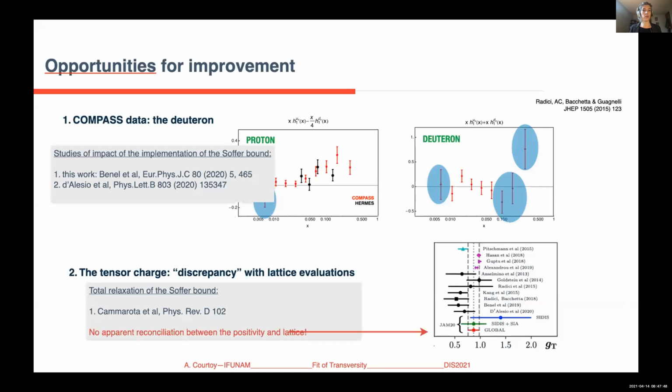And what we have seen is there have been these two papers thinking about the impact of the softer bound, or the way we implement the softer bound. So that's the work I'm talking about here, this one with Benel, which is our work. And there's another one by, I think Carlo is connecting, right? D'Alessio, Procudin and Carlo Flore and collaborators, thinking about this softer bound. And then there was also the talk we just saw by Alexei, that said, okay, if we rely on the softer bound, it seems we can actually find a good agreement with the lattice. So up to that point, there seemed to be no reconciliation between the positivity and the lattice. So we have to think about it.